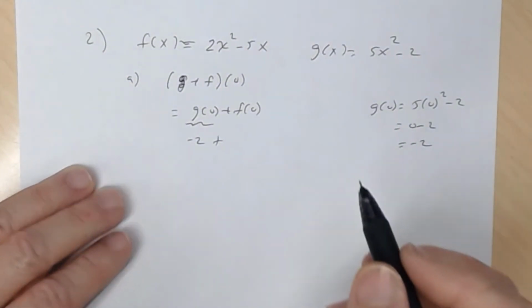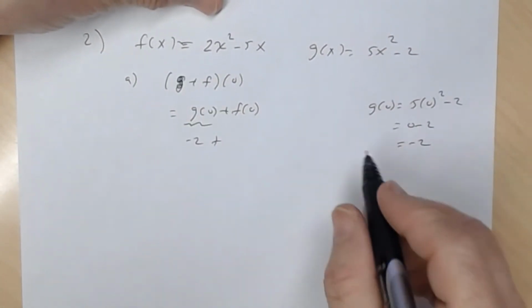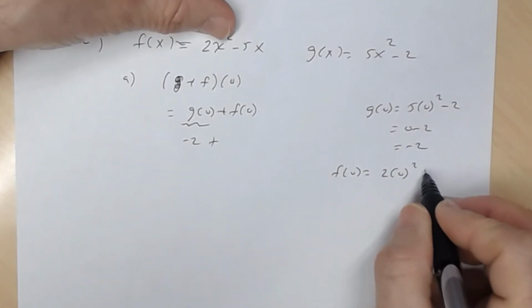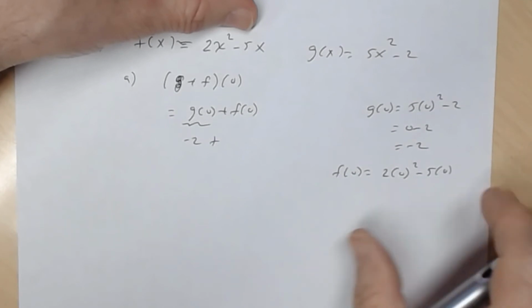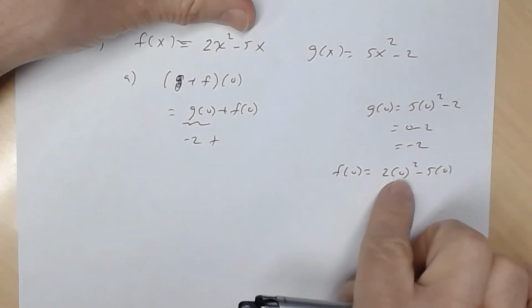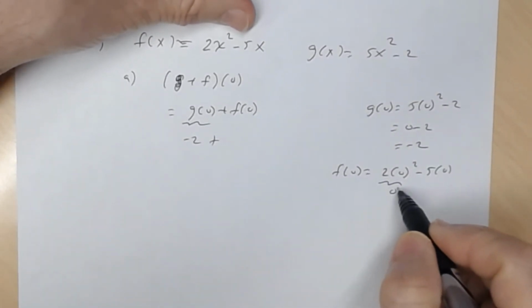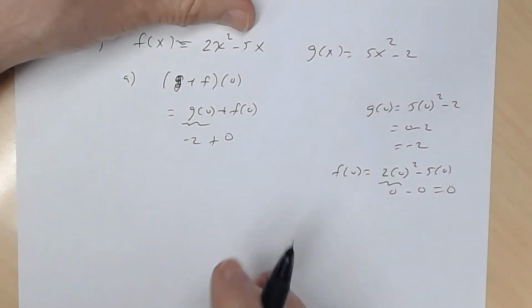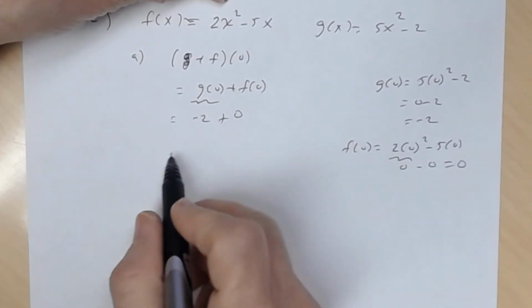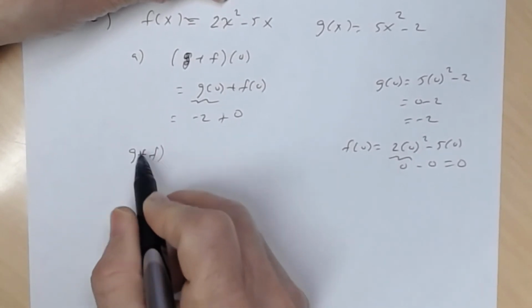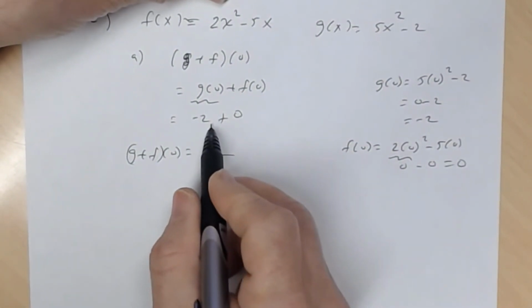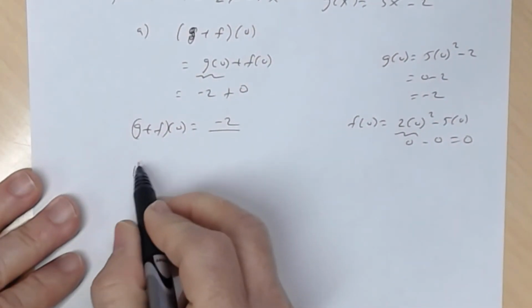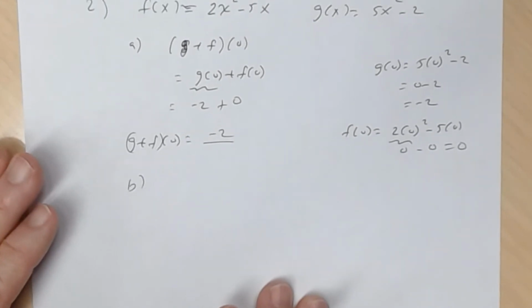Plus f of 0. So this time I go to my function f and I find f of 0. Well, that means 2 times 0 squared minus 5 times 0, right? Well, 0 squared is 0. 0 times 2 is 0. 5 times 0 is 0. And 0 minus 0 is 0. So g plus f at 0 is equal to negative 2. Part A, that's all you do. No big deal. You can handle that.